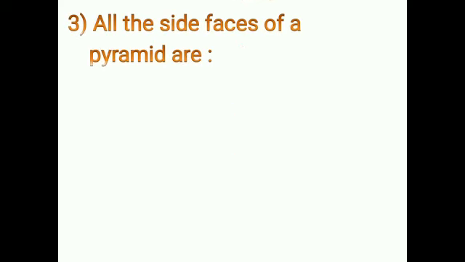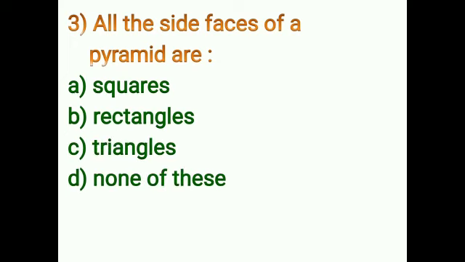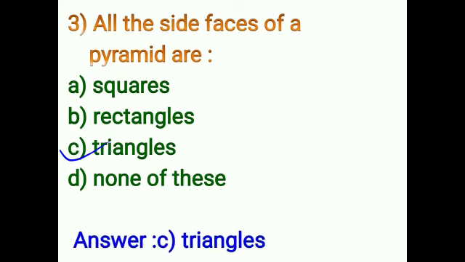So now next one, question number 3. All the side faces of a pyramid are: option number A squares, option number B rectangles, option number C triangles, option number D none of this. So we know that all the side faces of a pyramid are always triangles. So here option number C, triangles.